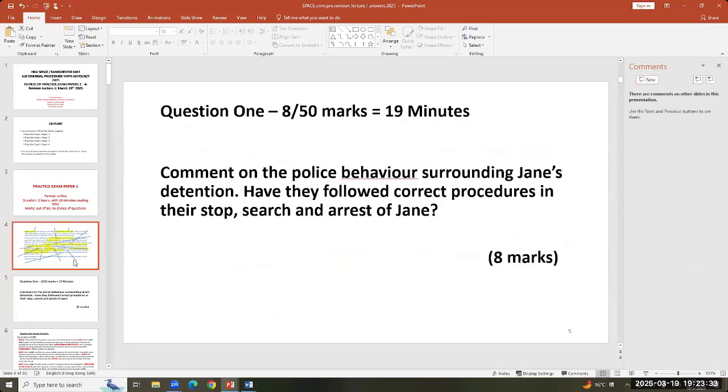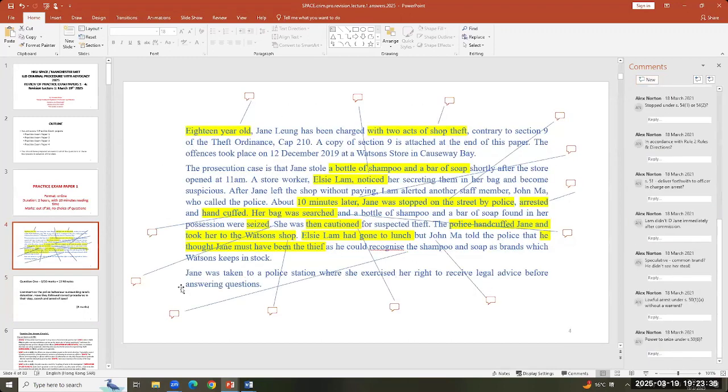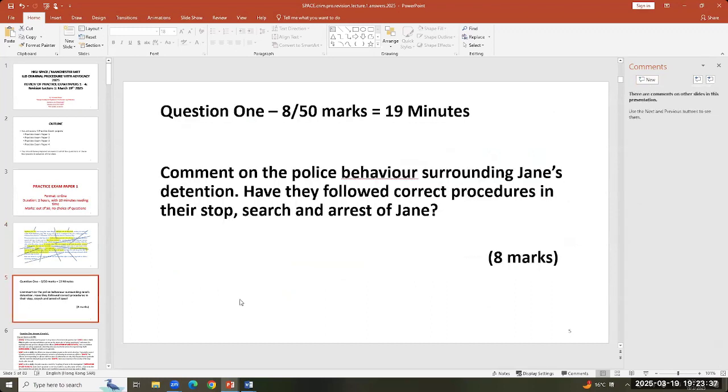Oh, and then also she's exercising her right to legal advice, okay? So question 1 is worth 8 marks, 8 out of 50. On this time, I've figured out that that gives you about 19 minutes to answer this question for 8 marks. Okay, so comment on the police behavior surrounding her detention.